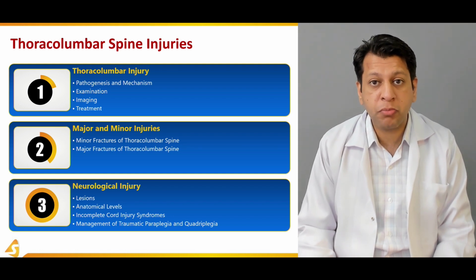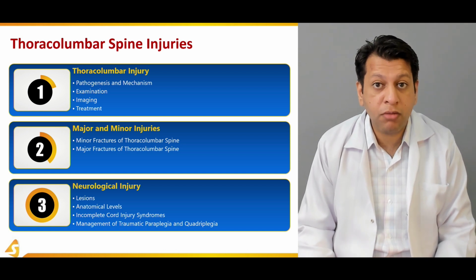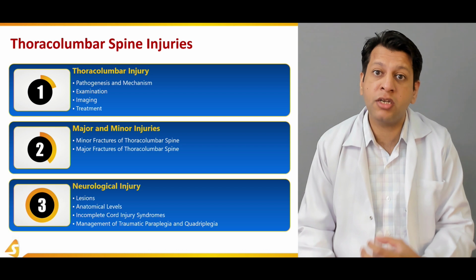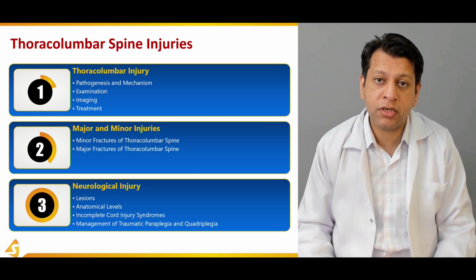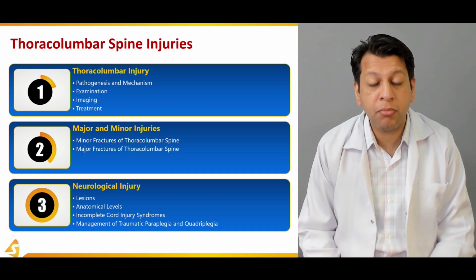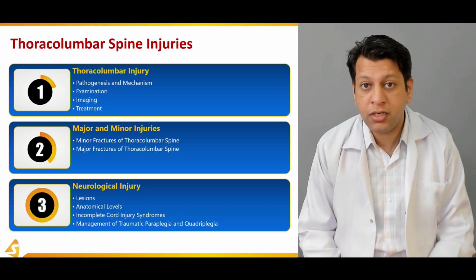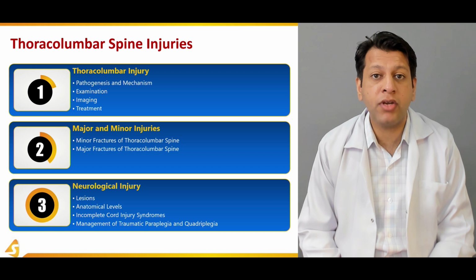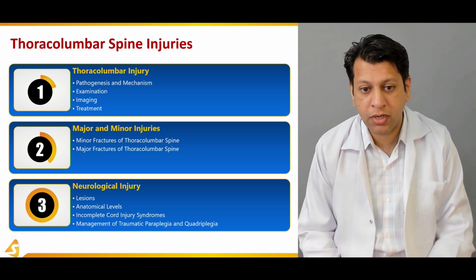on the examination, especially with an associated polytrauma patient, and usually with thoracolumbar spine injuries, there is always associated thoracic and abdominal injuries as well, and how to examine a patient as per ATLS protocols. Then we'll briefly go through what the imaging is, what type of x-rays we need to do, what is the role of CT and MRI, and then once we have diagnosed what type of injury it is, then what is the treatment of thoracolumbar spine injuries.